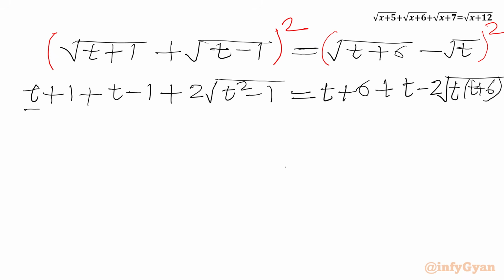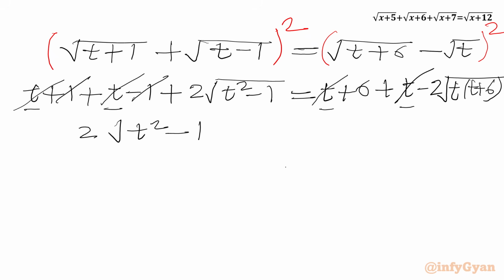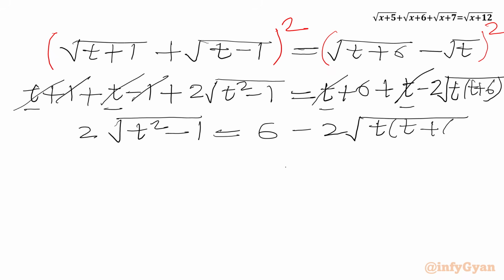Now we have t plus t, 2t, and t plus t, 2t. So we can subtract 2t from both sides. Now plus 1 and minus 1 will be 0. So in the LHS there will be 2 times √(t²-1), and in the RHS we have 6 minus 2 times √t times (t+6). The equation is divisible by 2, so we will divide both sides by 2.